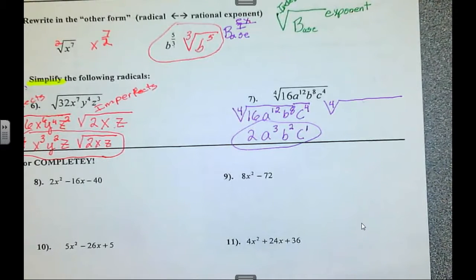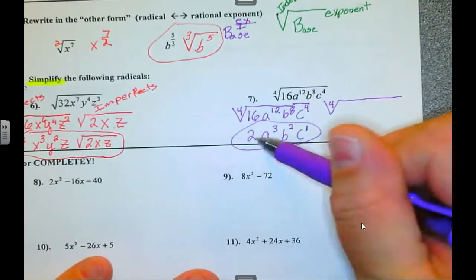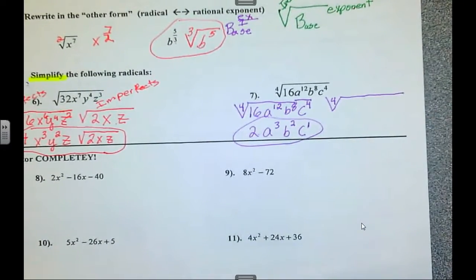Let's go over some factoring. What do you have to do before you start any factoring problem? The fourth root of 16 is 2. 2 times 2 is 4, times 2 is 8, times 2 is 16. Fourth root, 4 times. Yeah, that's exactly what it is. What do I do before I start any factoring problem?